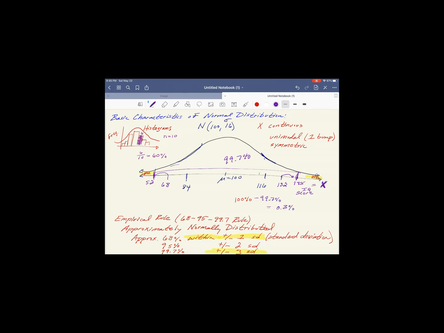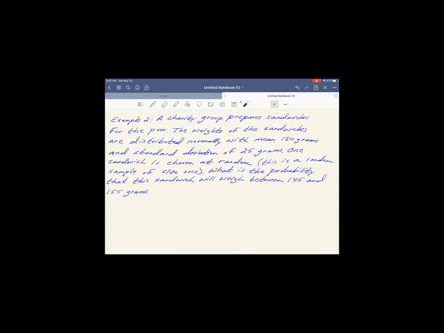That gives us 0.3% when subtracting. And then we can divide that by 2. So if we wanted to write this in decimal form, that's actually 0.0015, if we were thinking between 0 and 1. Okay, now for example 2.